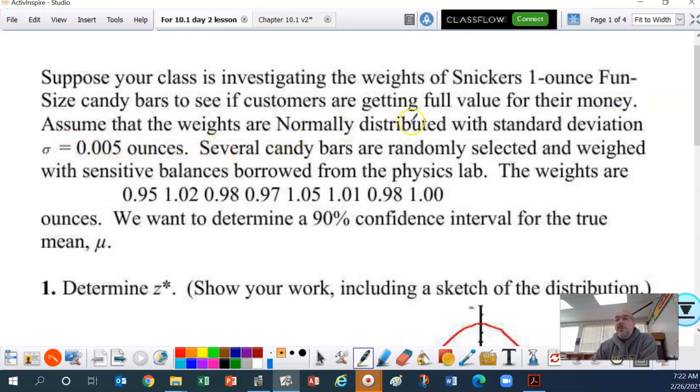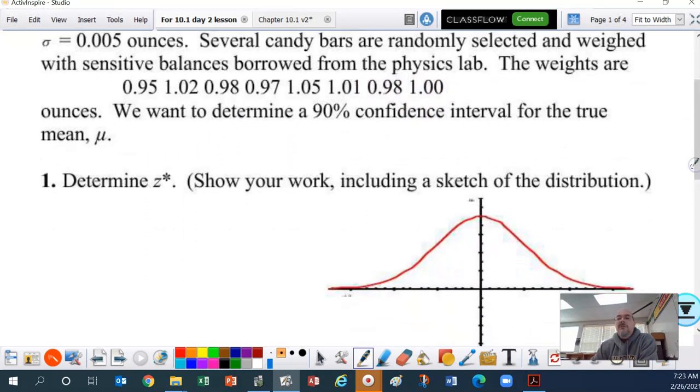Assume that the weights are normally distributed with standard deviation of 0.005. Again, it's not realistic that we know that, but we're going to say that we do. Several candy bars are randomly selected and weighed with sensitive balances borrowed from the physics lab. The weights are 0.95, 1.02, 0.98, 0.97, 1.05, 1.01, 0.98, and 1 ounces. We want to determine a 90% confidence interval for the true mean mu.